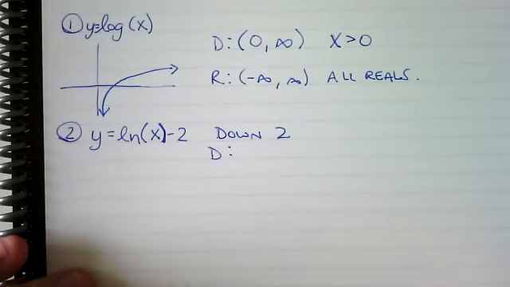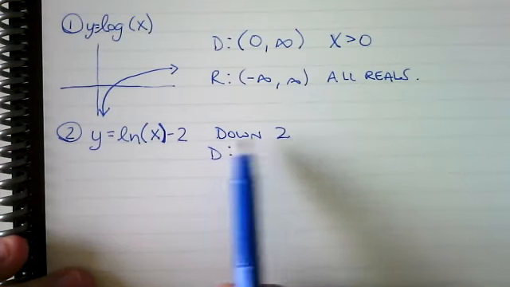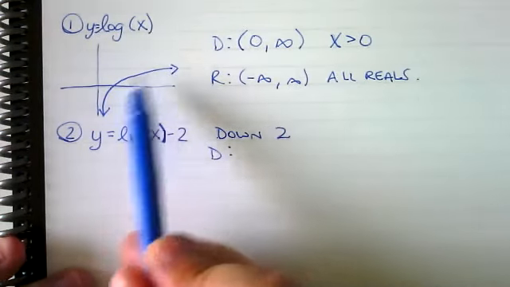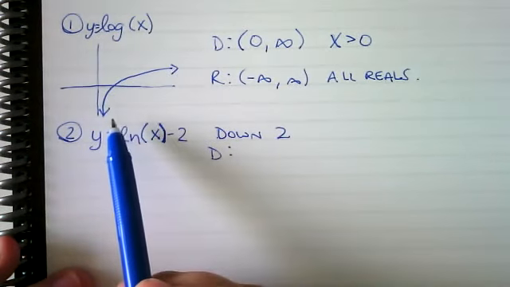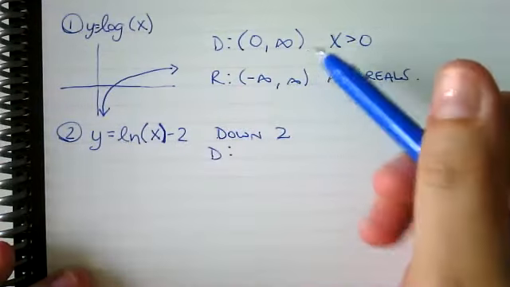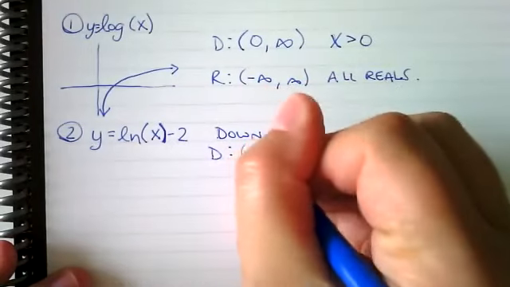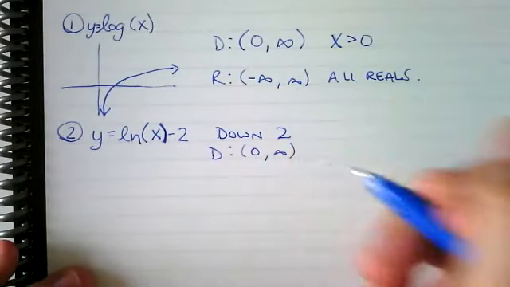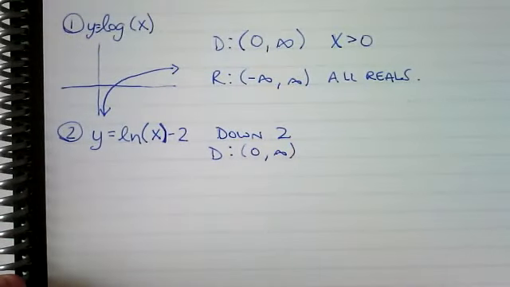So now for our domain, it affects our x values, whereas down is affecting our y. So if I took this function and I just shifted it down 2, it's actually not changing my domain at all. So my domain is still going to be the same as it was. It's going to be from 0 to infinity. Okay, and you can use interval notation. You can use inequality notation.